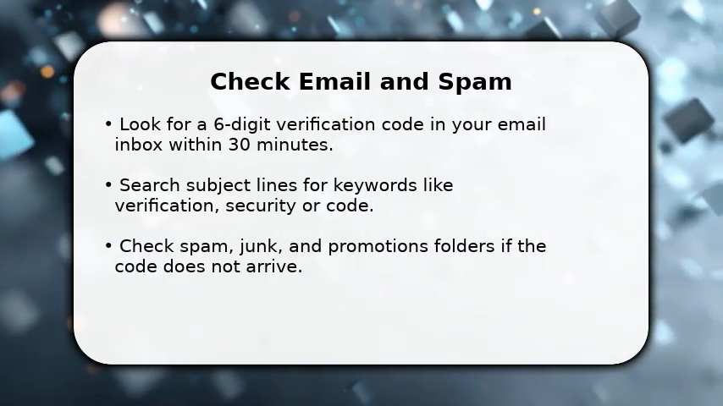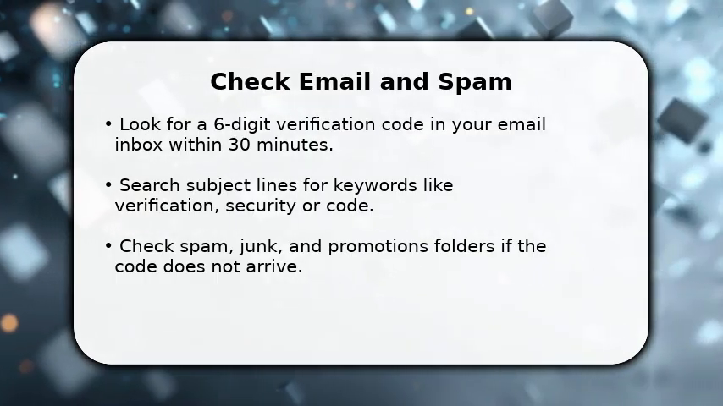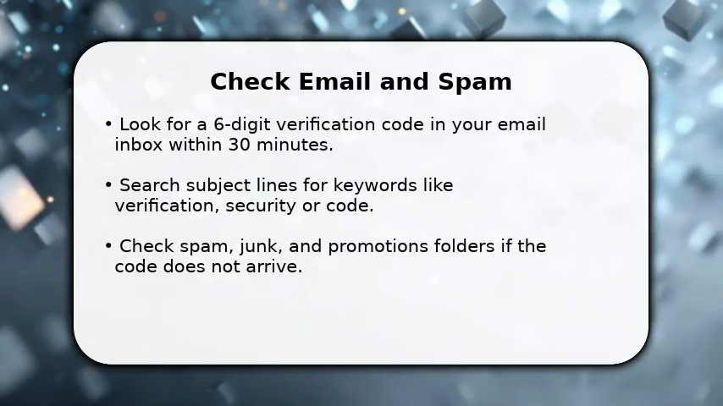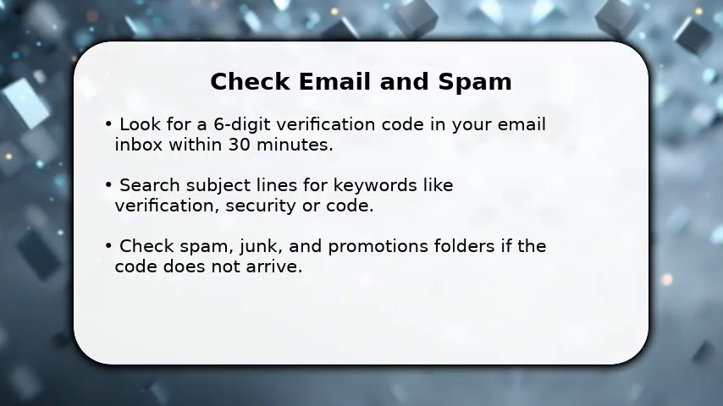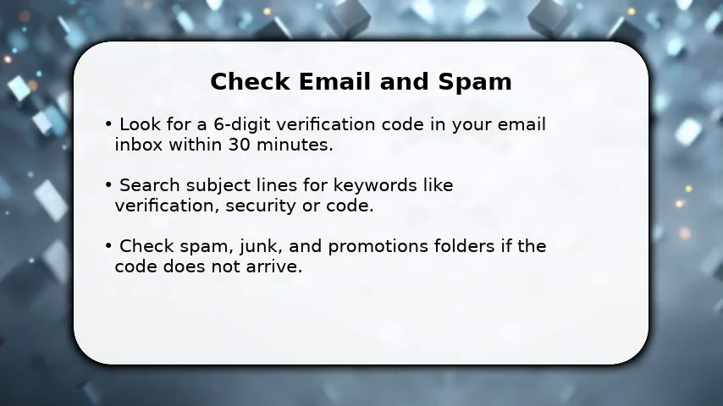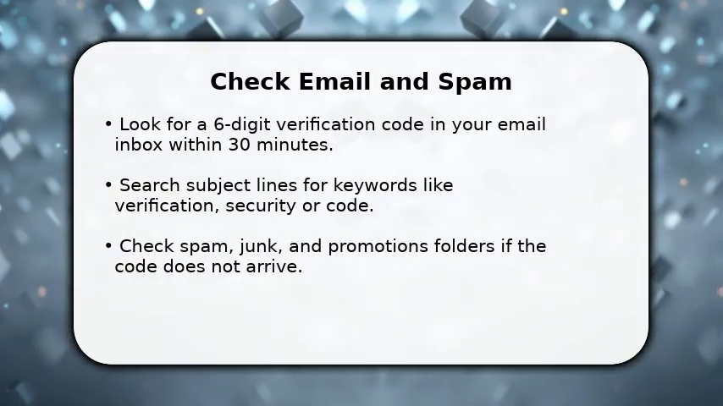Open your email account and look for the latest message from the service. Search subject lines for words like verification, security, or code to surface the message. Expect a 6-digit code and verify the timestamp is within 30 minutes. Check spam, junk, and promotions folders if you cannot find the message in your inbox. If the single message contains links, do not click unknown links before you confirm sender authenticity.